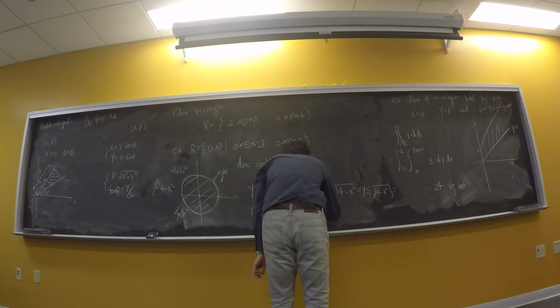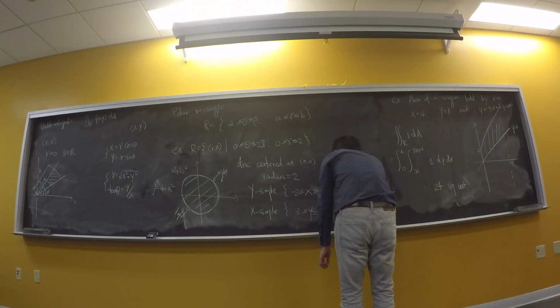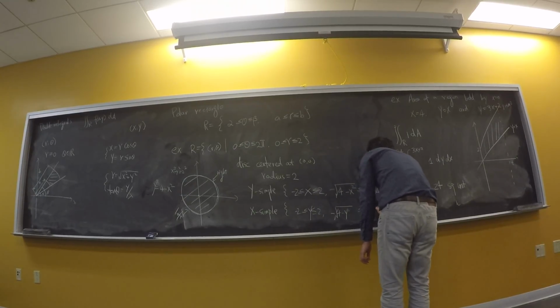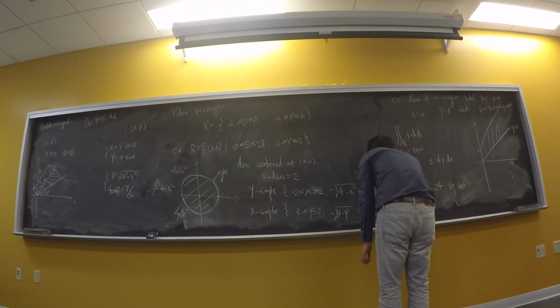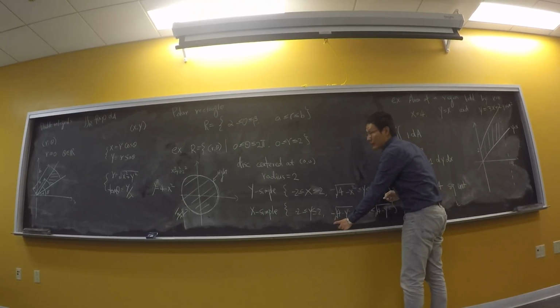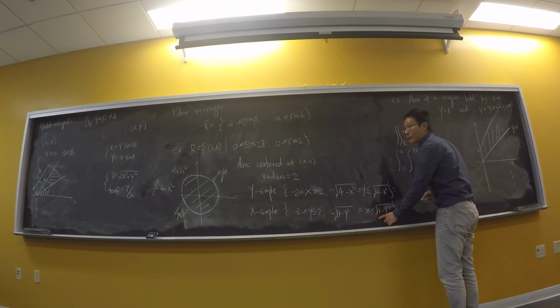So y is between -2 and 2. X is between minus and plus the square root of 4 minus y squared. This one defines the left curve. This one defines the right curve. Okay?